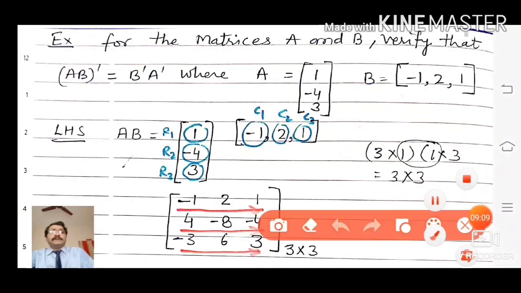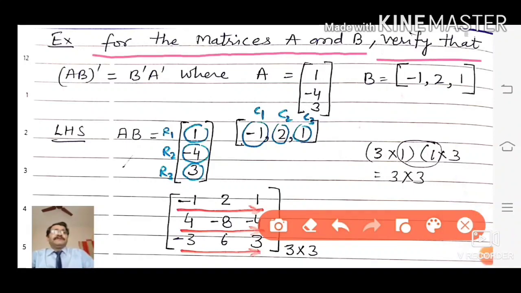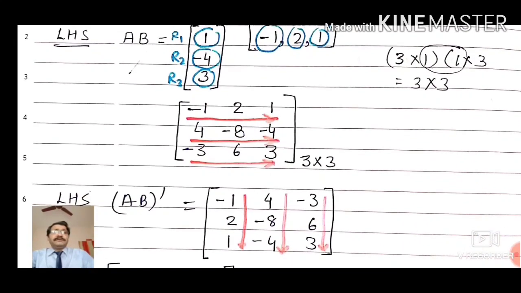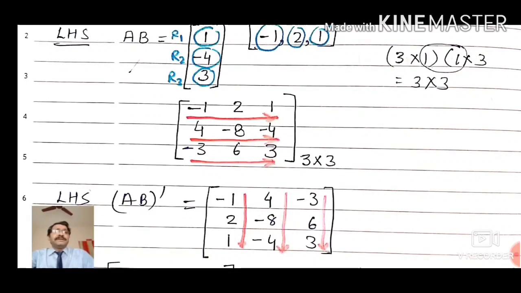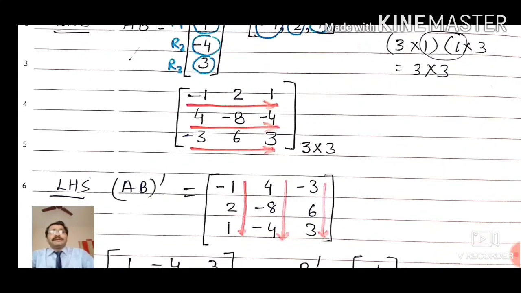Look here, one more question is here: for the matrices A and B, verify that (AB) transpose equal to B transpose A transpose, where A is given to you, B is given to you, and you have to find AB. First you find AB. Here 3 rows are given to you, and you have to multiply corresponding rows by columns. So you will get this 3 into 3 matrix. First matrix order is 3 into 1, second matrix order is 1 into 3. So the resultant will be 3 into 3.